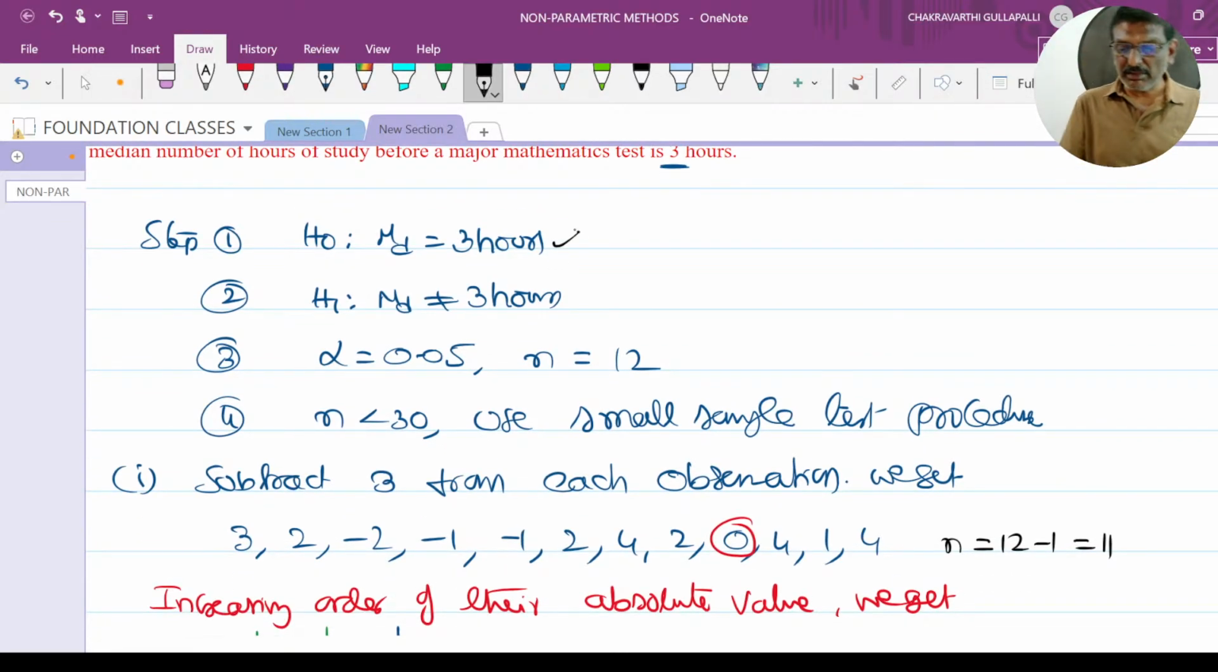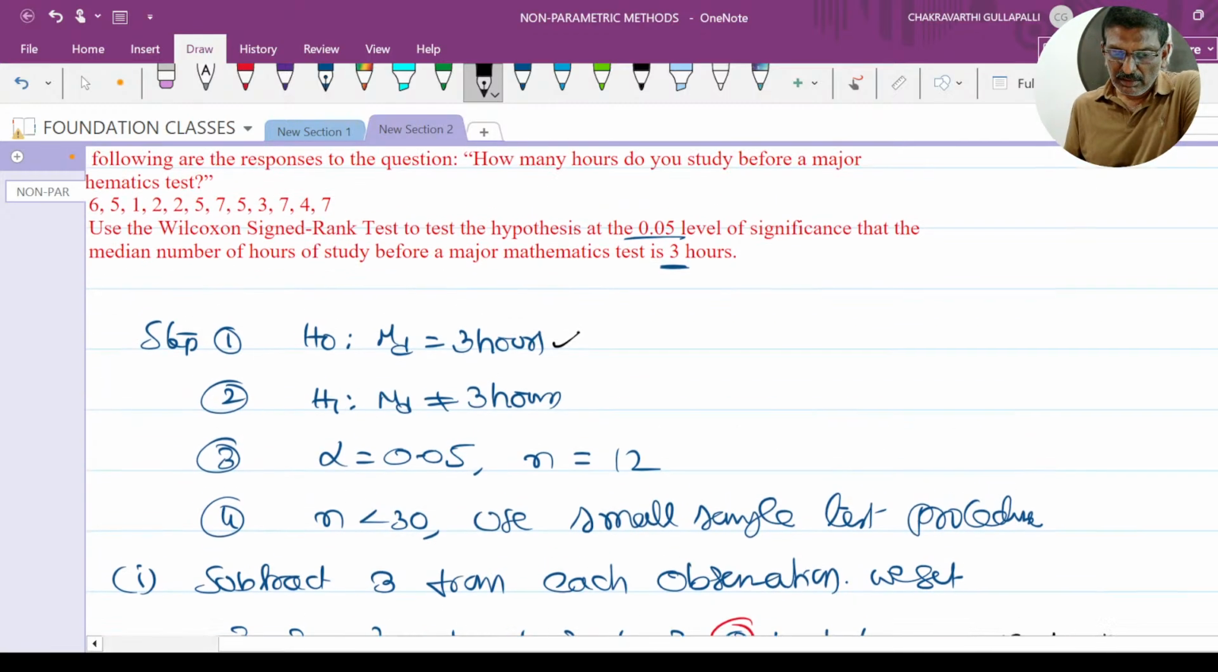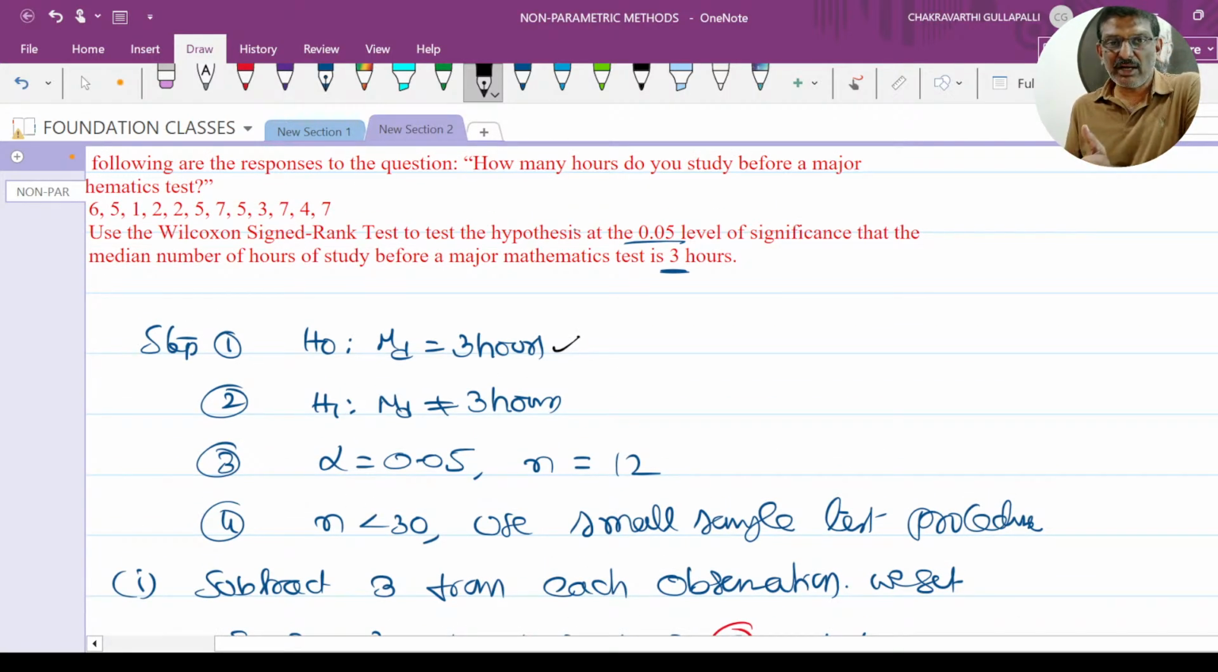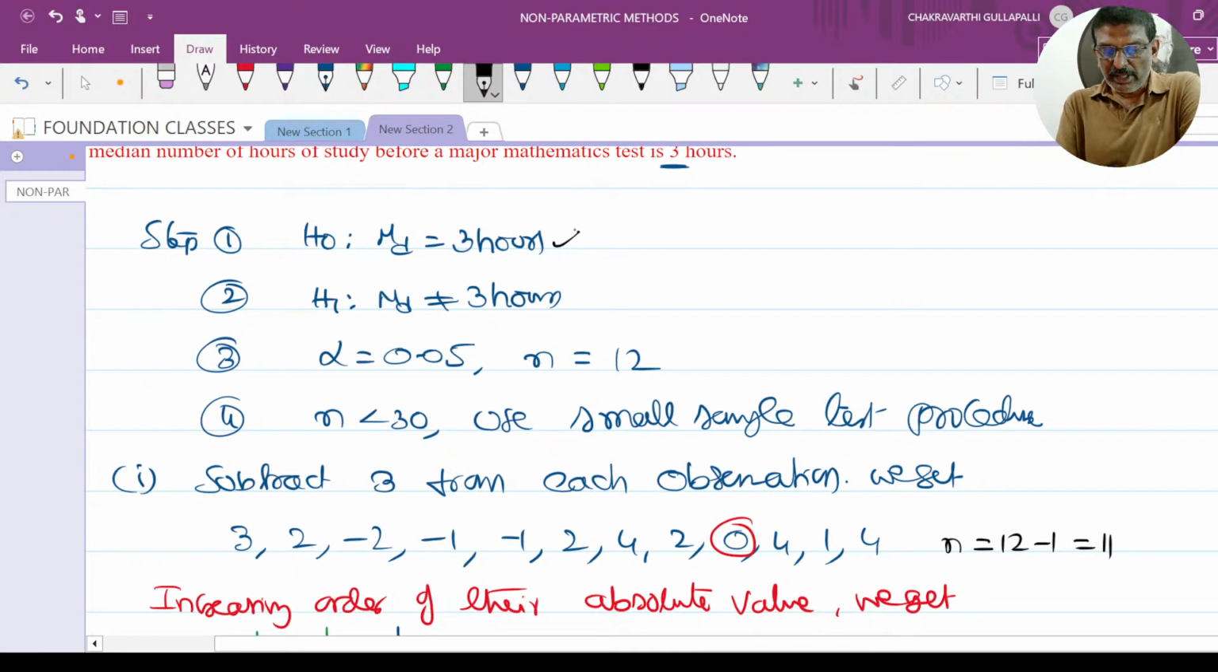Specified value 3 hours is given in the problem. Now the alternate hypothesis: we have to check whether the median value is 3 or not. There is no condition in this problem, it is a direct question. So MD is not equal to 3 hours. Alpha is 5% LOS, N is equal to 12 samples is given. So N is less than 30, use small sample case.